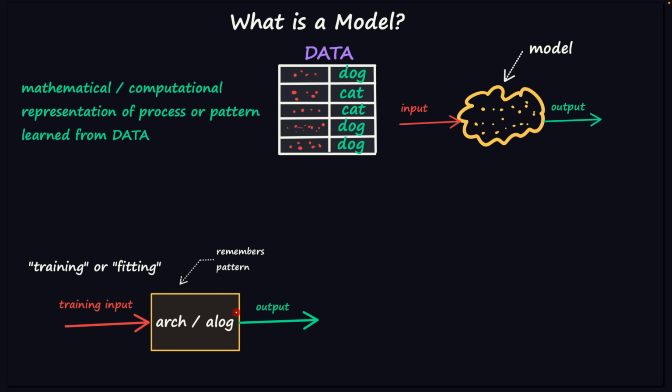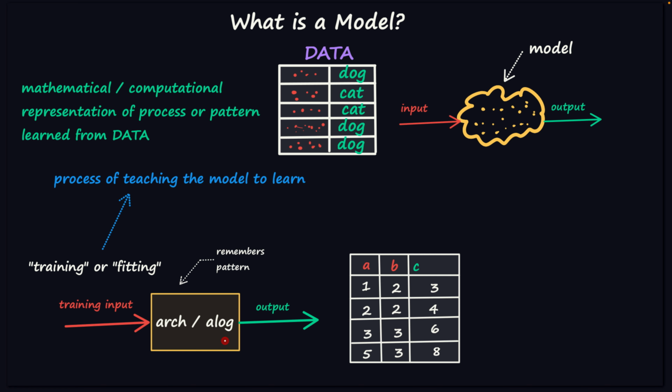Now, just to repeat, the process of teaching the model to learn is called training or fitting, and at the end of this we'll have an architecture or algorithm plus the patterns or process that it remembers. The combination of these two is called a model. Now, to make this concept more concrete, let's see a few more examples.